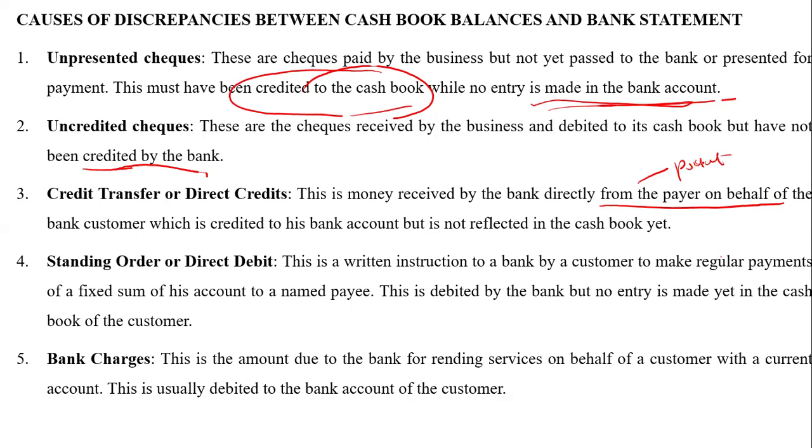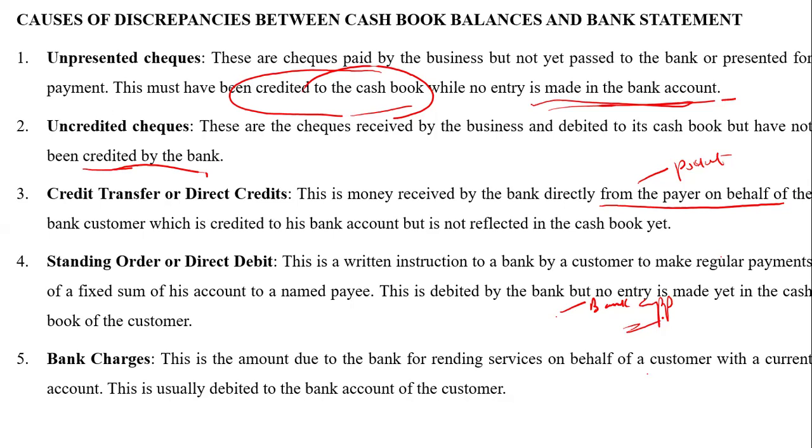Standing order or direct debit. This is a written instruction to the bank. Even this is not done by writing alone. You can sign on to this on your bank app, whereby you inform the bank that at the end of each period, at the end of the month or at the end of the week, they should deduct a certain amount for your internet subscription.